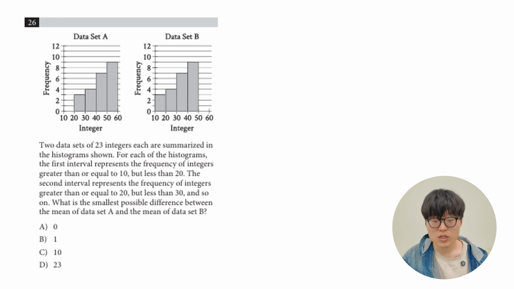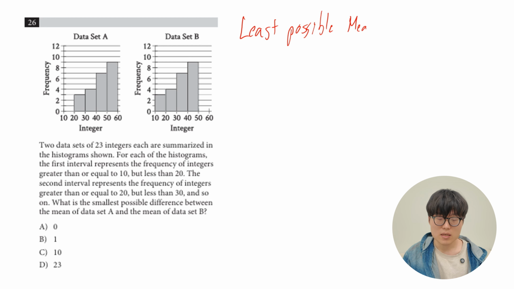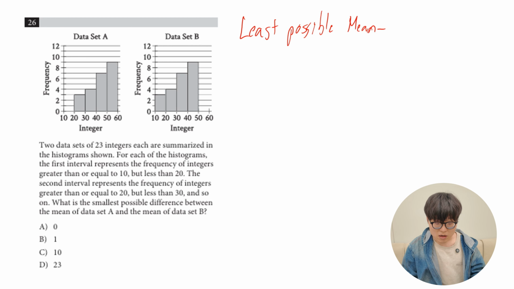Now, at first, this question might seem really confusing. It seems like they want you to calculate all the possible mean averages from both histograms. But actually, this question is much simpler than you think. Let me show you. Now, we have to figure out which dataset would have the least possible mean and which dataset would have the largest possible mean.